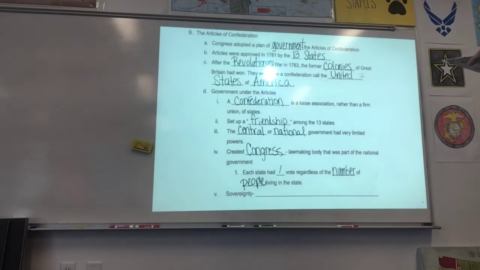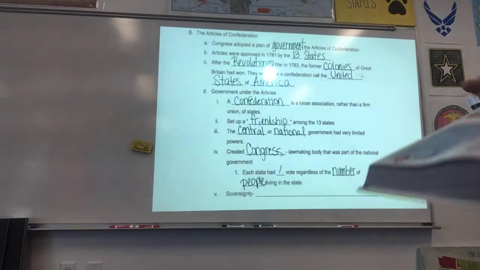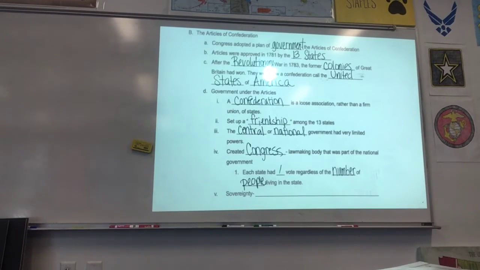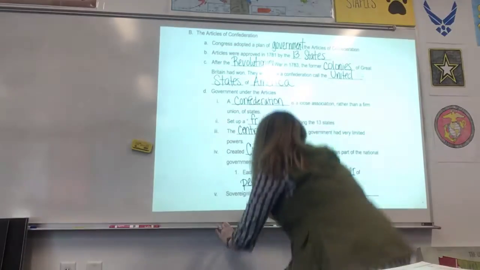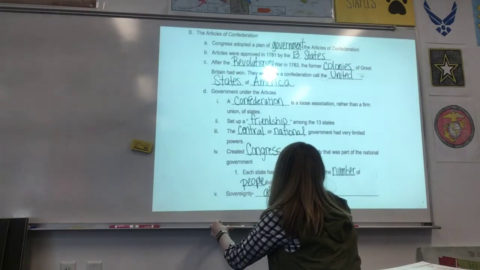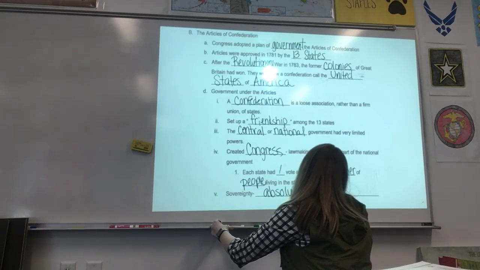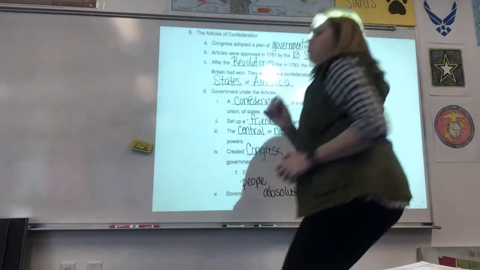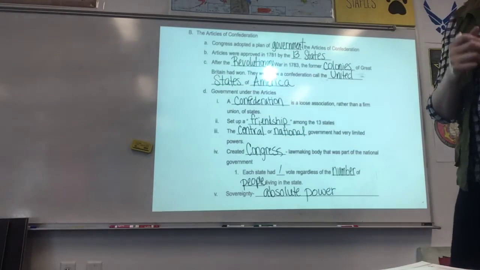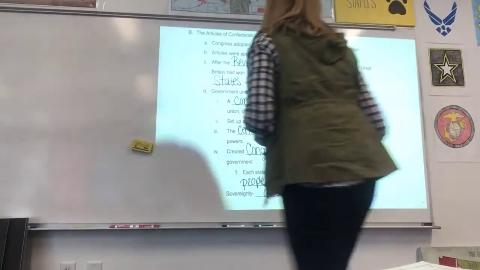Everything was equal. Last one on this slide is sovereignty. They wanted to preserve the states' sovereignty, or absolute power. Absolute power. Okay, almost done. Just a little bit more.